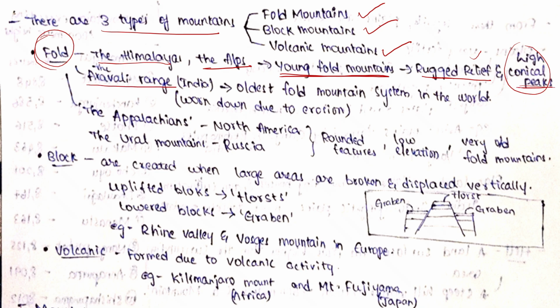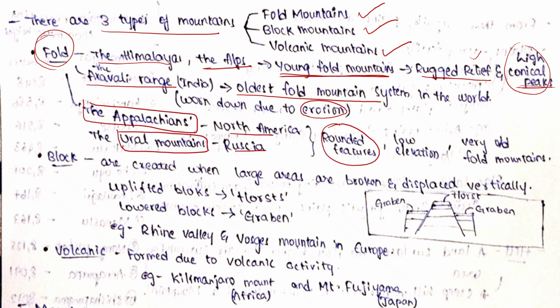The Aravalli range in India is the oldest fold mountain system in the world, and it is worn down due to erosion. The other examples of the fold mountains are the Appalachians in North America and Ural mountains in Russia. These mountains have rounded features, low elevation and are very old fold mountains. It means when the fold mountains get older, their features become rounded because of the erosion and wearing away, whereas new fold mountains have sharp and conical peaks.